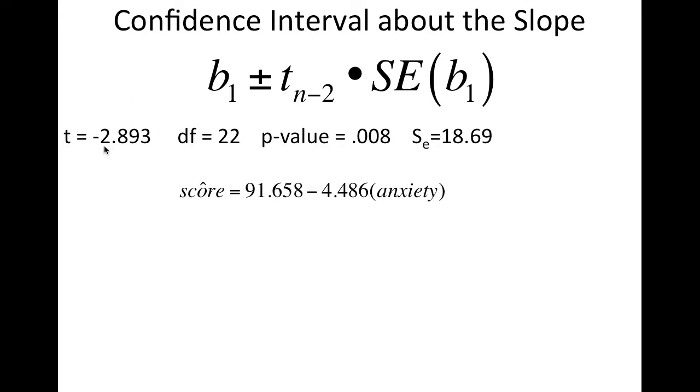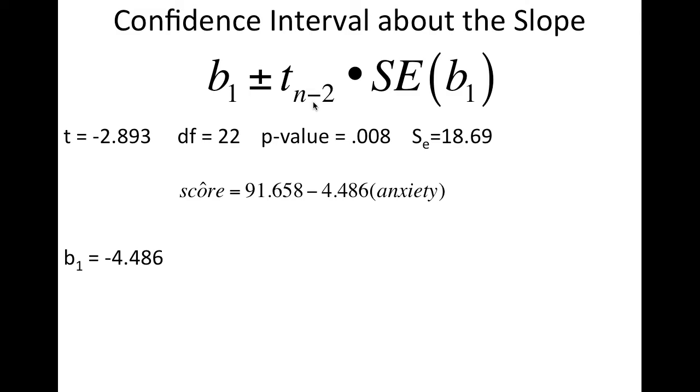I told you to write down your test statistic, degrees of freedom, p-value, your standard error for the residual, and your regression equation. Because if you're looking at this equation for the confidence interval, B1 is our slope. So we have our slope, negative 4.486. That's one piece that we already have from our equation. The next is our critical value. This n minus 2 is our degrees of freedom, so this is the critical value that we're going to get from the t-distribution using degrees of freedom of 22. Running the test gives us our degrees of freedom.